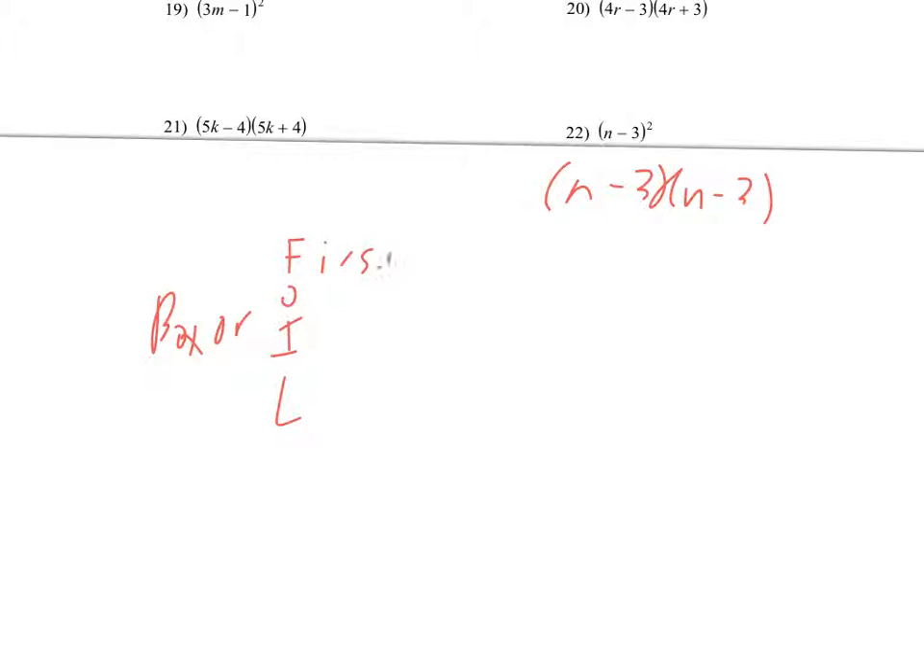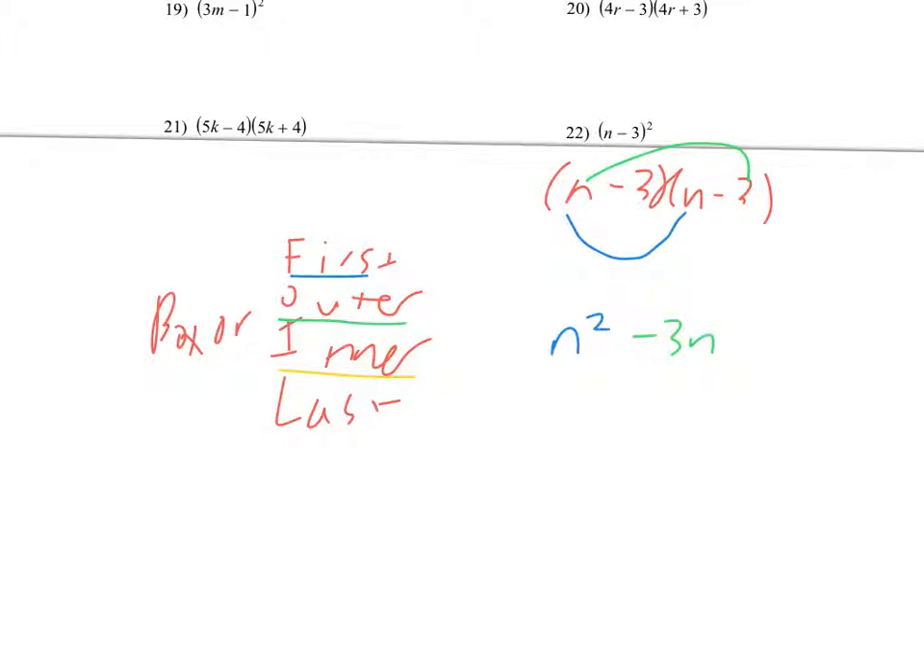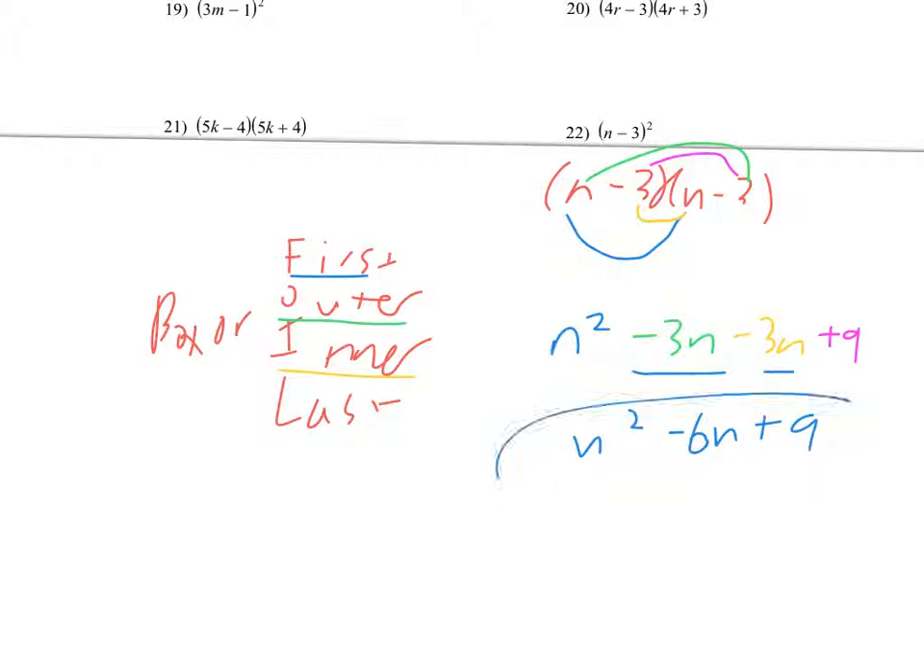So remember, FOIL is first, outer, inner, and last. And so what that means is the first one, I do the first number or term in each parentheses multiplied by each other, so that's n squared. Then the outer term is the outside times the outside, so that's negative 3n. The inner term is the inner term times the inner term, so that's negative 3n. And then the last is the last term in each parentheses, that would be positive 9. Now you do need to combine like terms, and so I see these two are like terms, so they're going to make negative 6n. They do not cancel out, and then there's our answer.